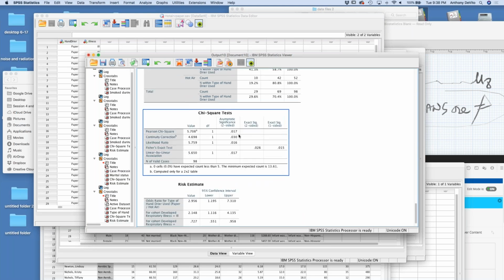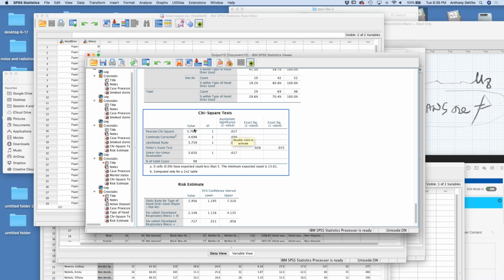So if I go down here, I see here's my chi-square value, right? Which we know is greater than the critical value of 3.84, so we can reject our null hypothesis that there's no association, and accept the alternative, there is an association between whether you use paper or hot air and whether or not you got ill, right?